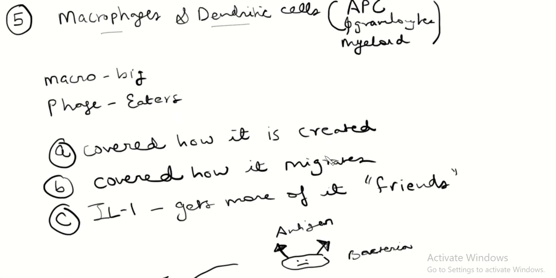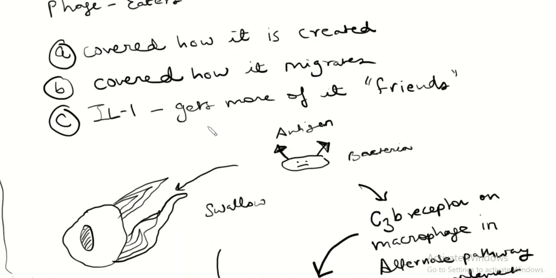Okay, how do they migrate? We've covered that as well in terms of cytokines and how they cause inflammation, make the blood vessels leaky, and then through certain processes, slow them down, get them through the gap, and then chemotaxis to get them to where they need to go. Okay. We've also talked about interleukin 1, right? And what it does in terms of inflammation, and it gets more of its friends. Okay. So we've talked a little bit more about it.